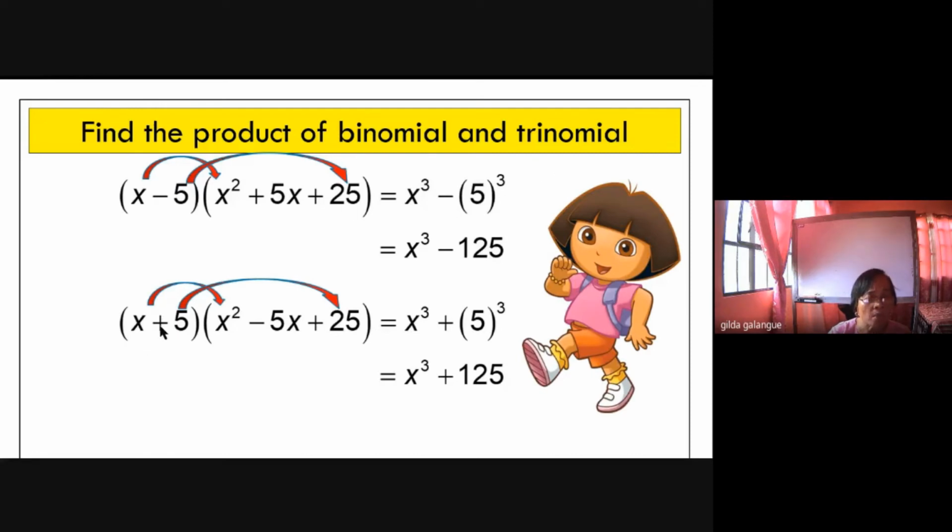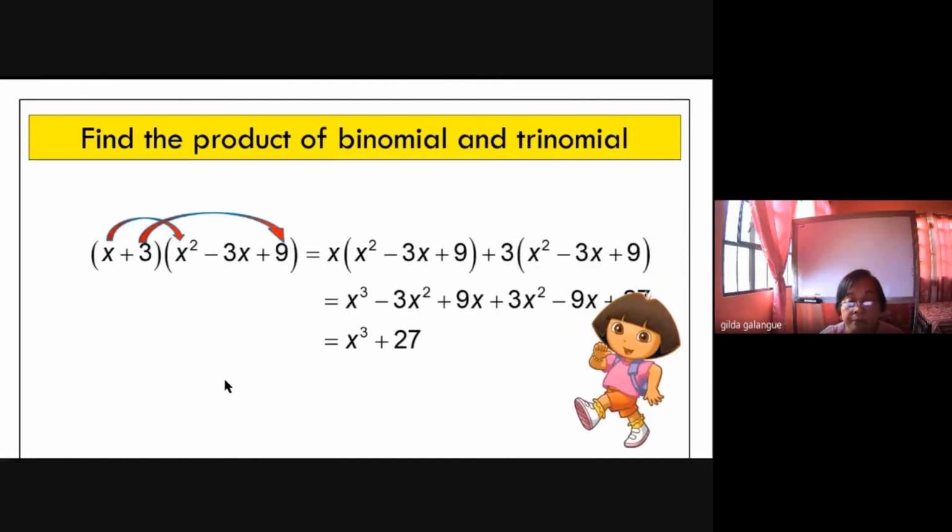How about if we have positive? This will become negative. This is x times x is x squared. Positive x times positive 5 times x is positive 5x. Change the sign. 5 times 5 is 25. So just cube the first term plus the cube of the second term. Or just multiply the first term by the first term and the last term by the last term. The answer is x cubed plus 125.